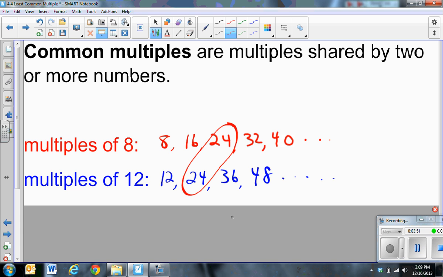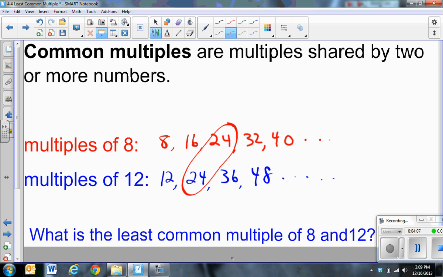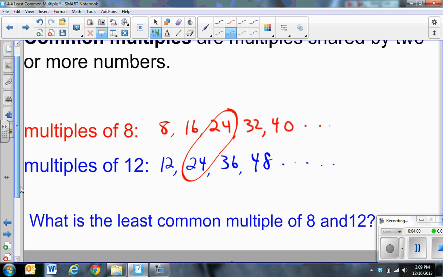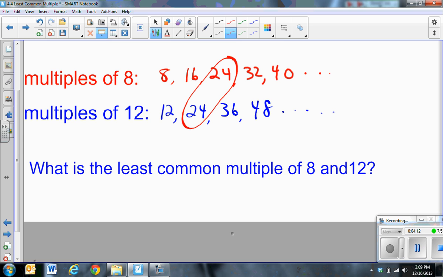Okay? Why is it helpful to know common multiples? Well, when we get into adding and subtracting fractions, they're going to need to have common denominators. And those common denominators are going to be common multiples of the numbers. And what we always want is the least common multiple. If we went a little further with 8 and 12, we would find other common multiples, but 24 is the smallest. It's the least common multiple, okay?